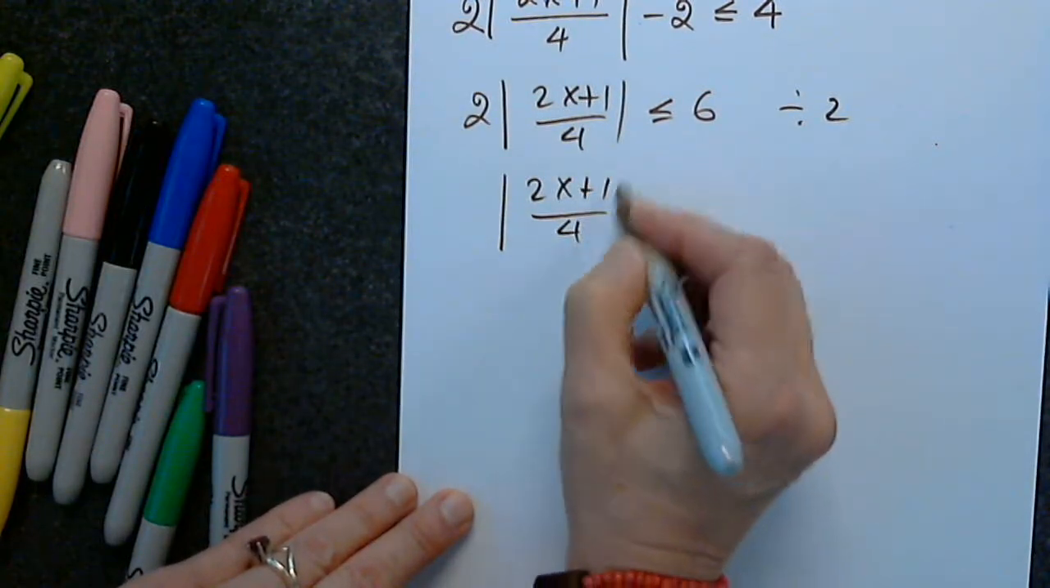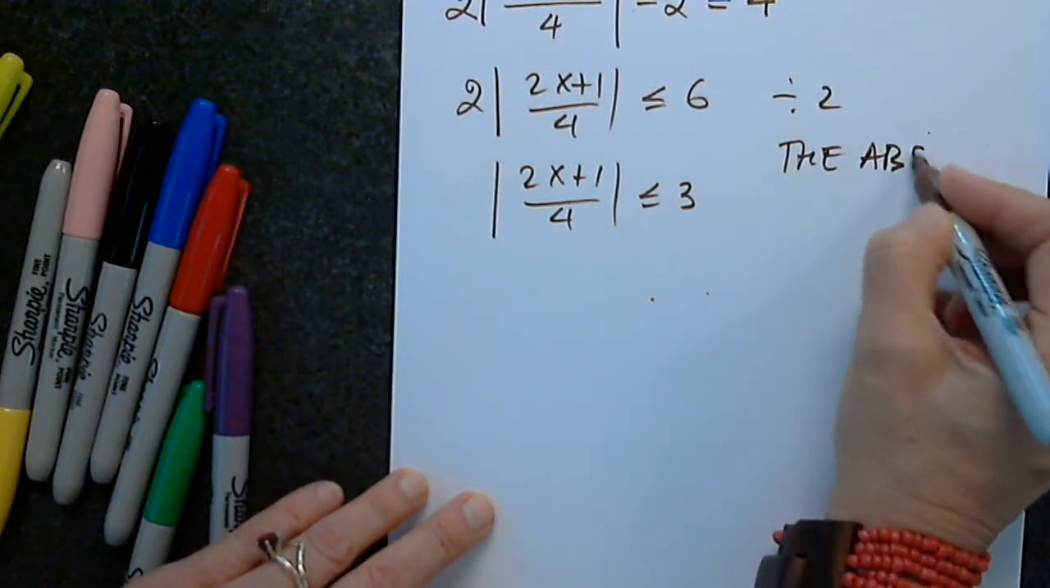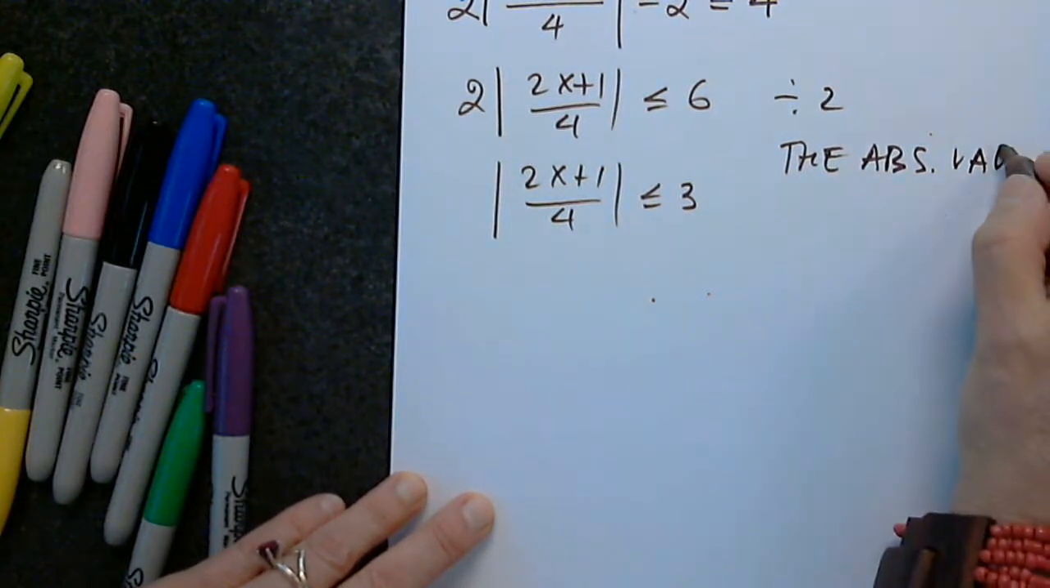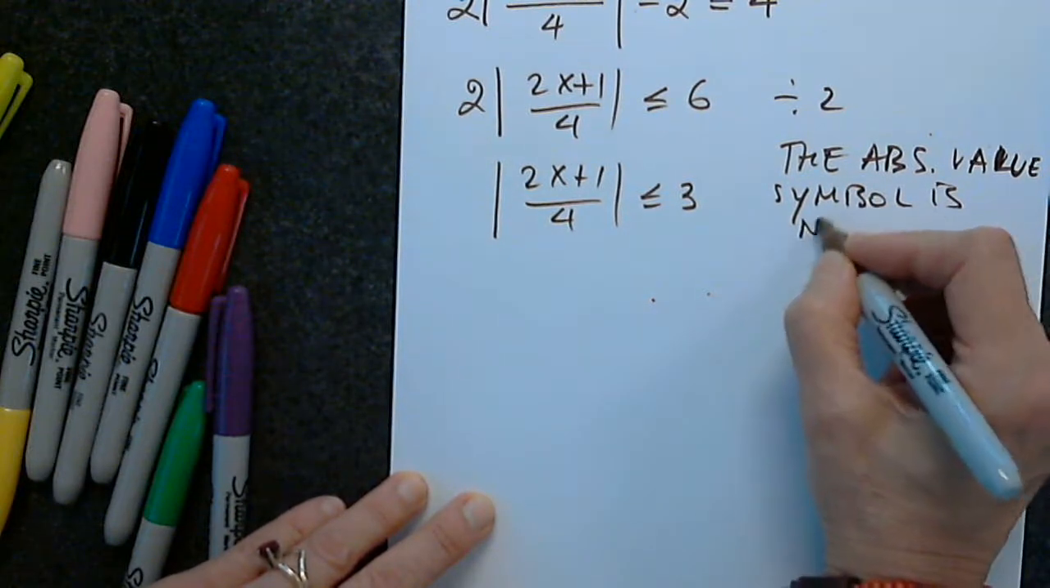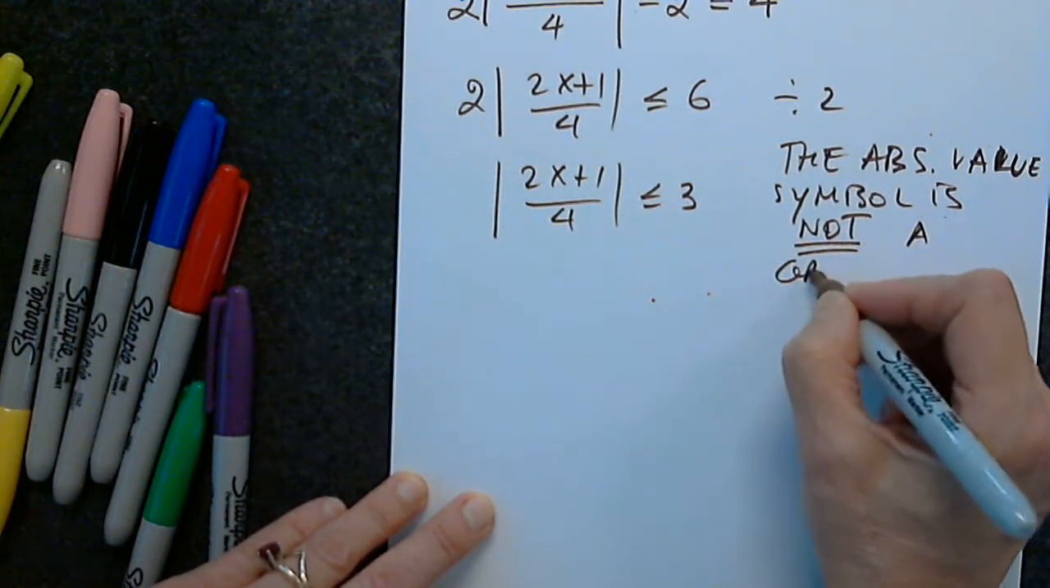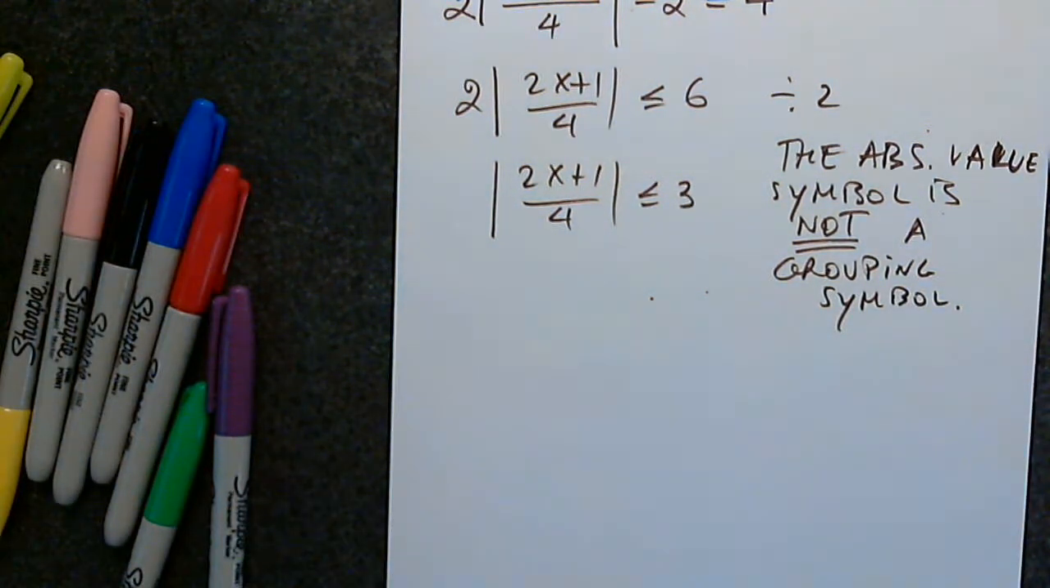Because remember, let's write this down. This is very important. The absolute value symbol is not a grouping symbol. It's not like parentheses in which I can distribute. Do not do that. It's not allowed. So if you're tempted to distribute the 2 in here or multiply both sides by 4 to eliminate fractions, you cannot do that. You cannot do that in the absolute value. Not allowed. Okay.